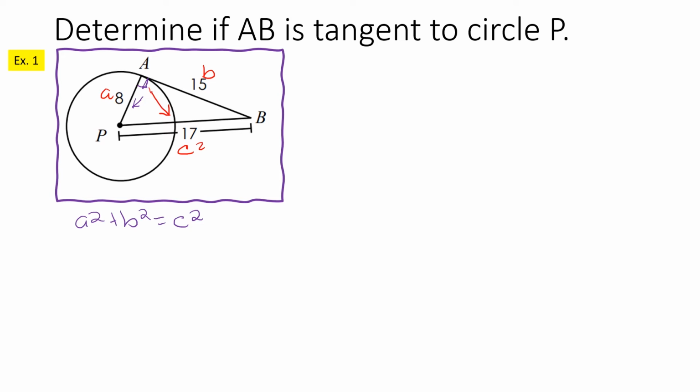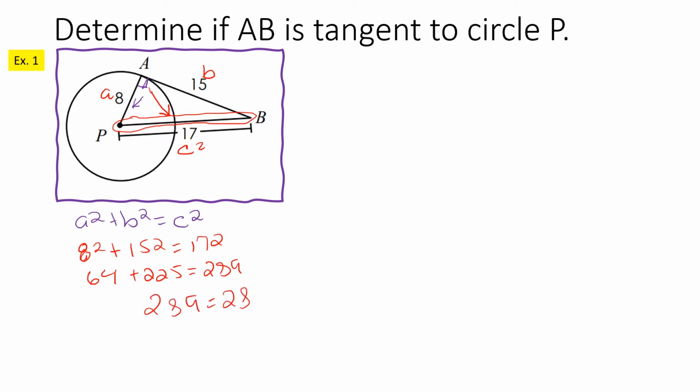So the line that goes from the center, like out here, this would be the hypotenuse because we're considering it opposite the right angle, and A and B would be our legs. So let's plug it in, and we're going to see if it makes a true statement, and then that will determine if this is a tangent line. So 8 squared plus 15 squared equals 17 squared. So that would be 64 plus 225 is equal to 289. And this actually checks out. So we can say yes, AB is tangent to circle P.